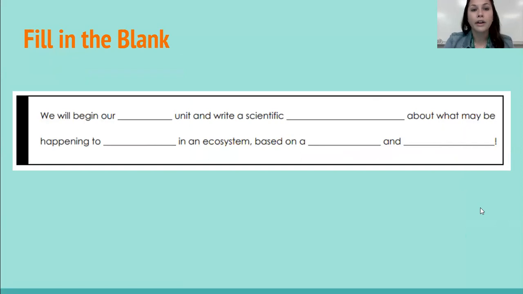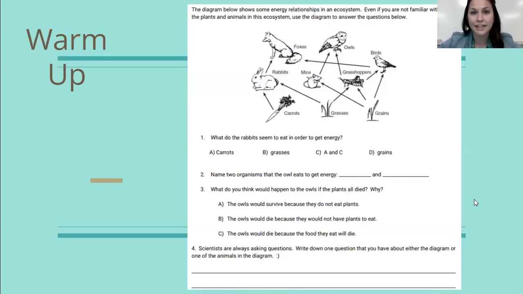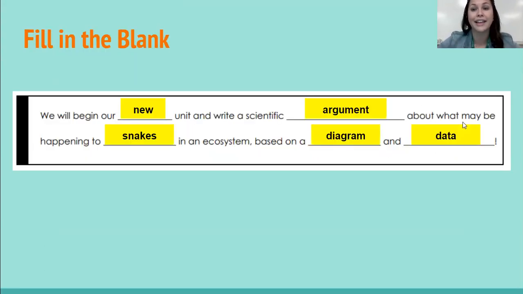Now, we are going to begin our new unit, and we are going to write a scientific argument. So we are going to talk about what we think is happening to snakes in an ecosystem based on diagram and data. If you look back at this past slide, this is a diagram, and then data would be numbers to show what's happening. So we're going to look at that later on in this video.